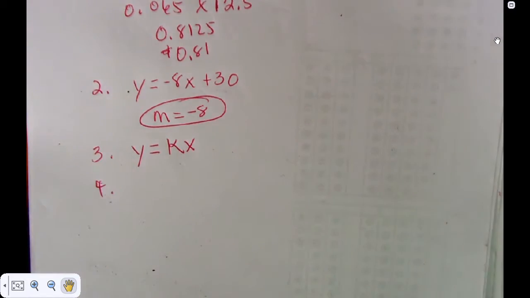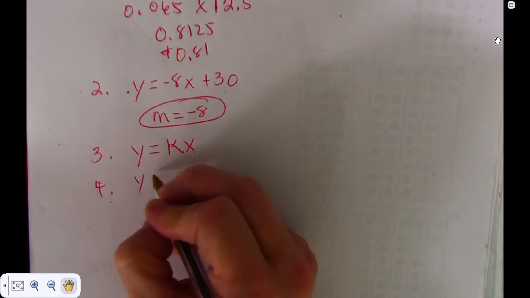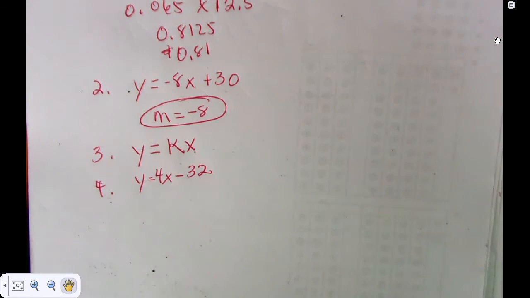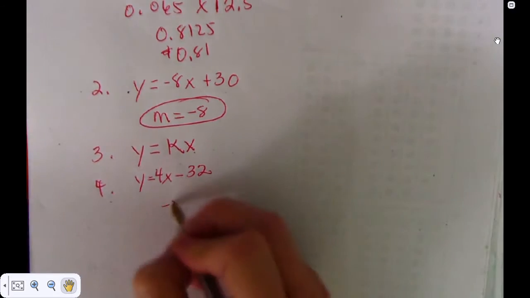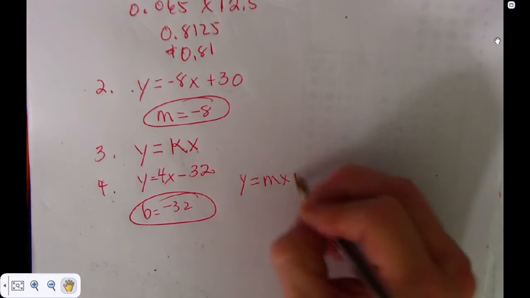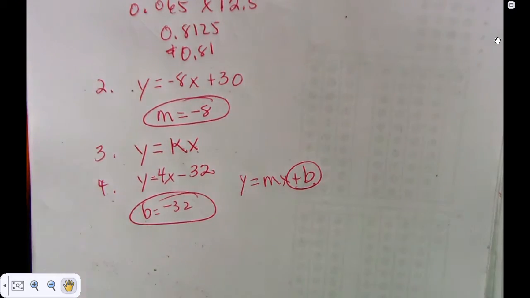Okay, number 4. That should have been easy. Guys, really? What is the y-intercept? -32. And some of y'all even know it's called b. Because when you do y equals mx plus b, the b is the y-intercept. Is it always positive? No. It's negative that time.